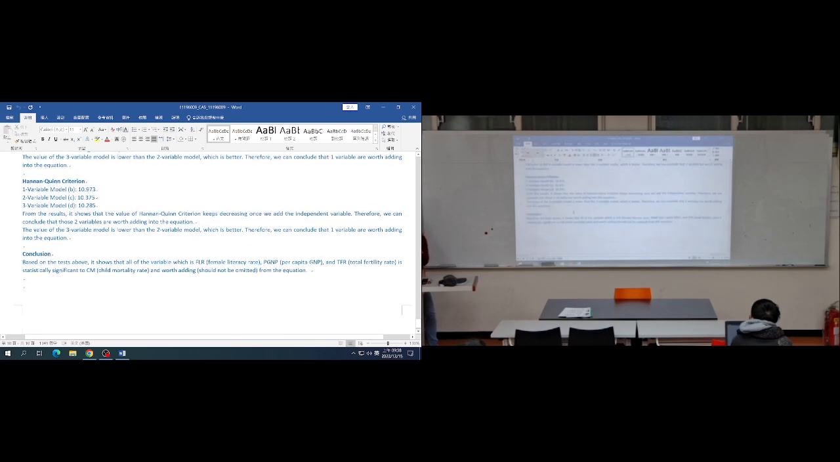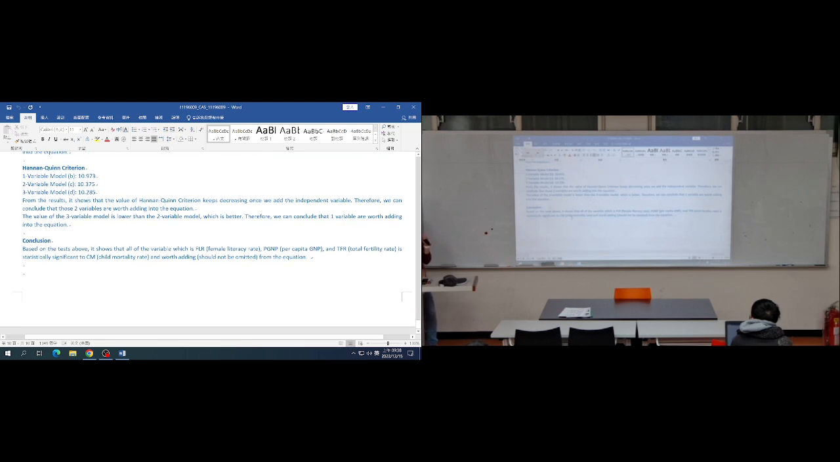So based on all of the tests above, all of the variables, female literacy rate, PGNP, and also total fertility rate, are statistically significant to the child mortality rate, worth adding, and should not be omitted from the equation. Thank you.